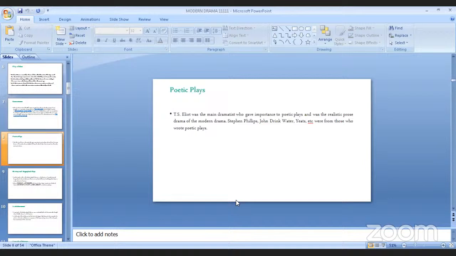Now again, poetic plays. T.S. Eliot gave importance to poetic plays of the modern drama, and Stephen Phillips, John Drinkwater, and Yeats were among those who wrote poetic plays. History and biographical plays.